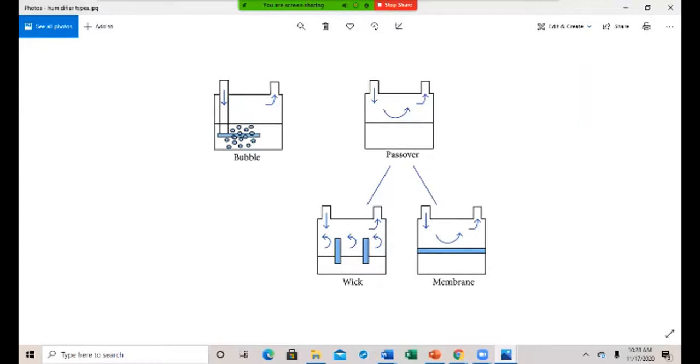But the passover has a couple types. You've got the wick type, right? Where you have wicks sticking down in the water that pick up the moisture, right? They soak up the moisture like a paper towel. As the gas comes in, it picks up the moisture on the wicks and comes out to the patient.